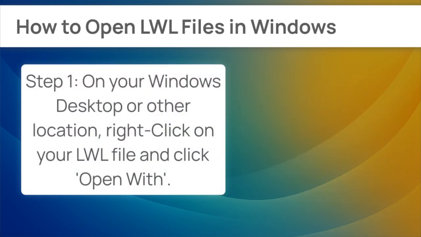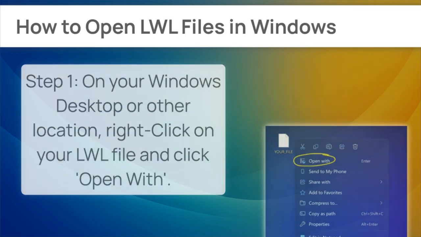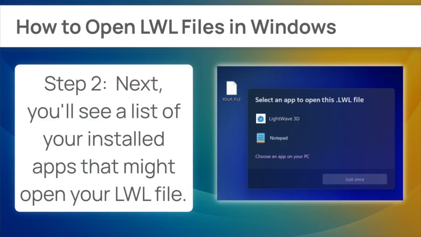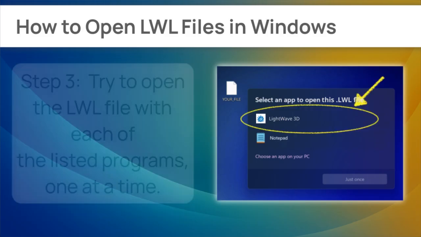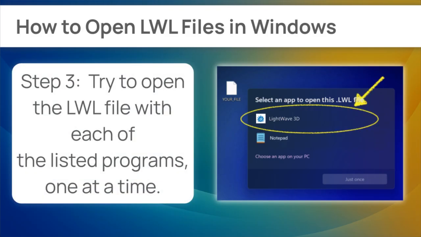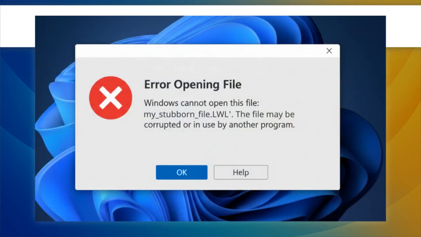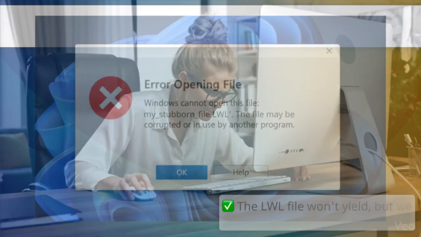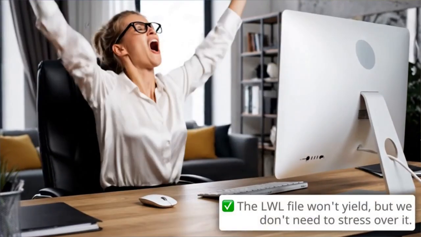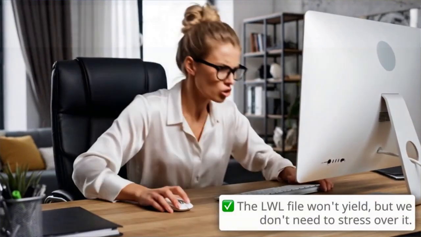To guarantee file access, right-click your LWL file and select Open With. If LightWave 3D is an option, test it. If it's not available, choose another program. We are trying to force the file open with a compatible application. If the LWL file won't budge, stay calm. We've established the file is difficult. Take immediate action by running these 3 essential, quick troubleshooting procedures.